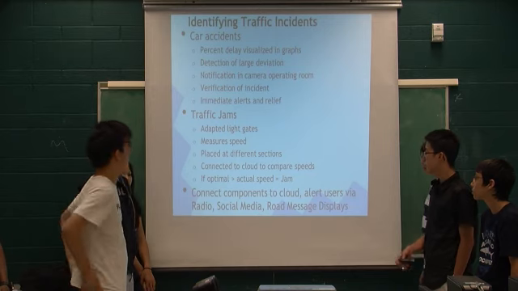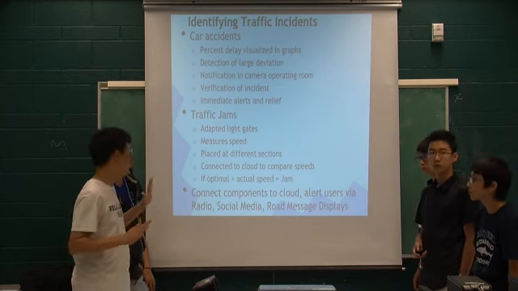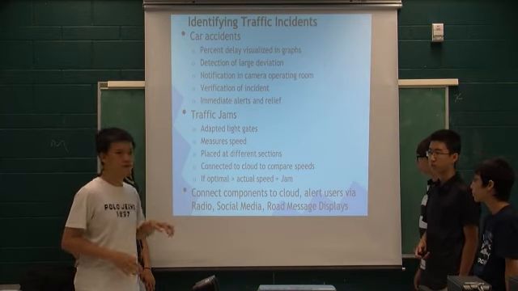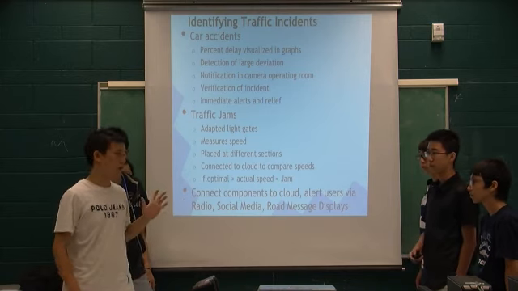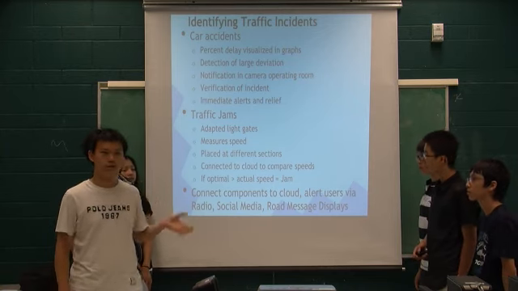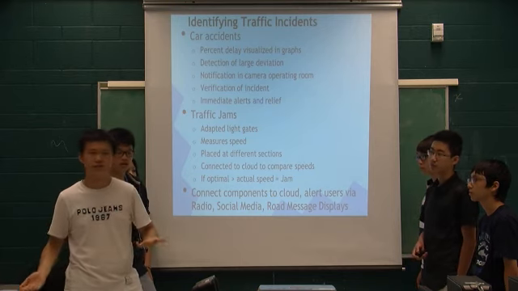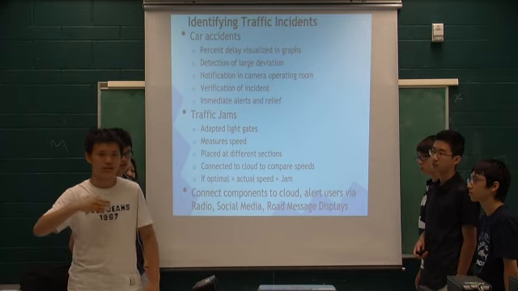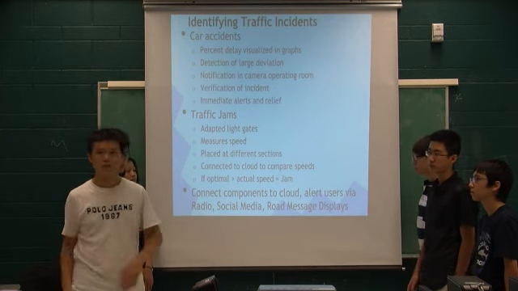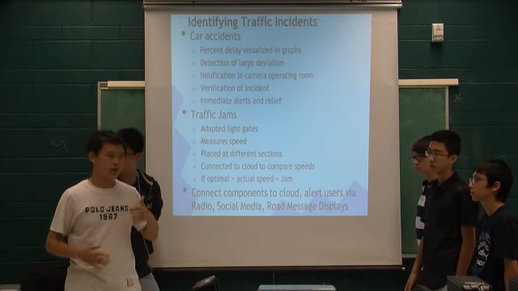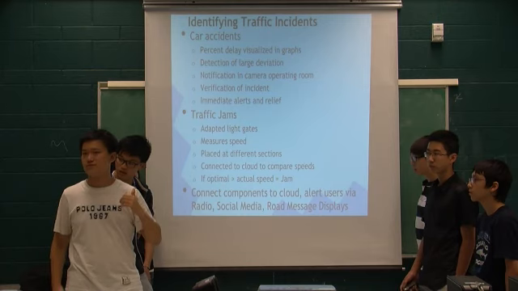We can connect all these components, the cameras and the light gates, to the computers in the cloud, and we can use the cloud to alert users via radio, social media, and road message displays. In examples such as Hong Kong, if you go near a highway or a tunnel, your radio gets hijacked. Basically, a management company broadcasts messages through certain radio frequencies, and if you're on your phone or listening to radio, it'll get blocked off, but you can hear these messages immediately.